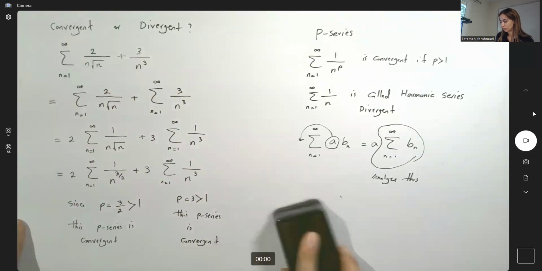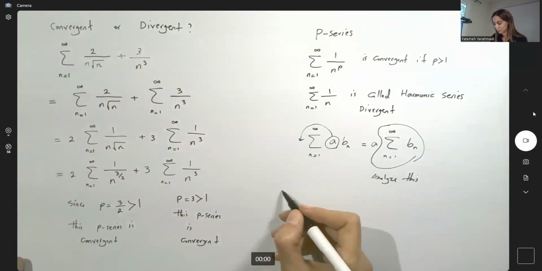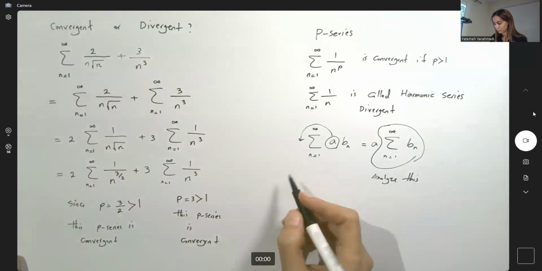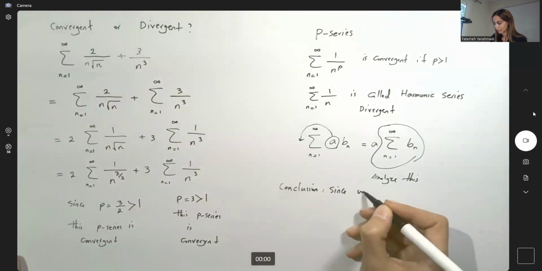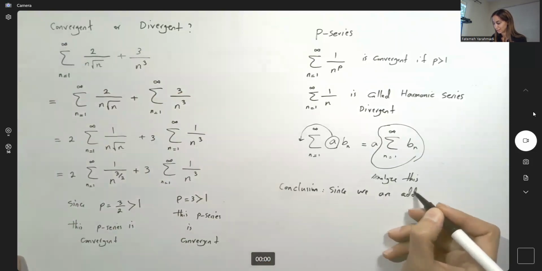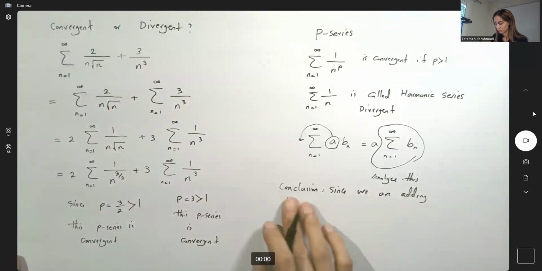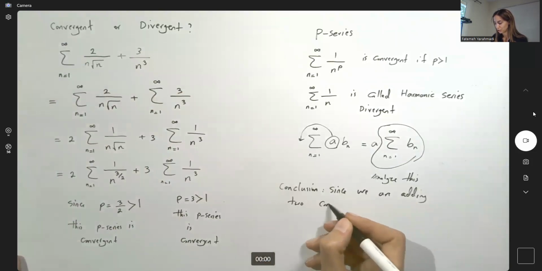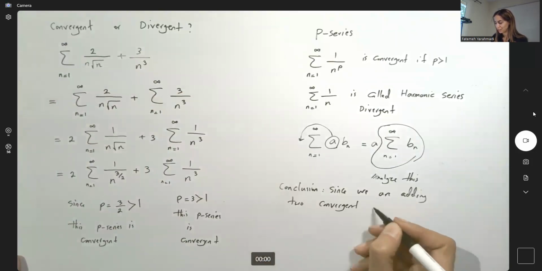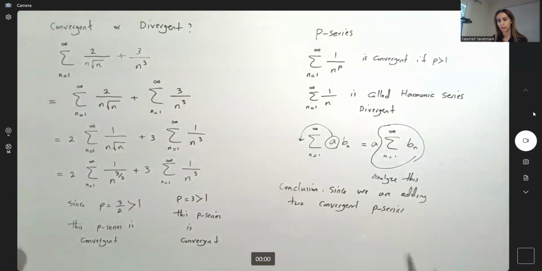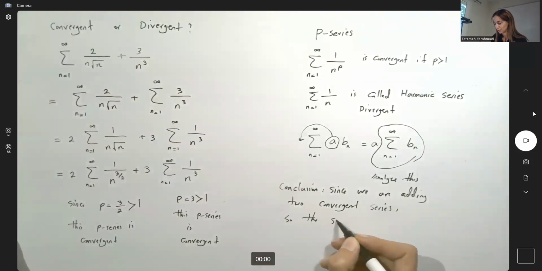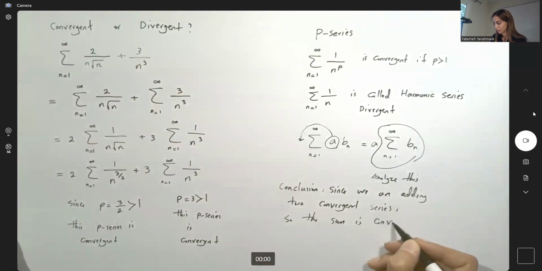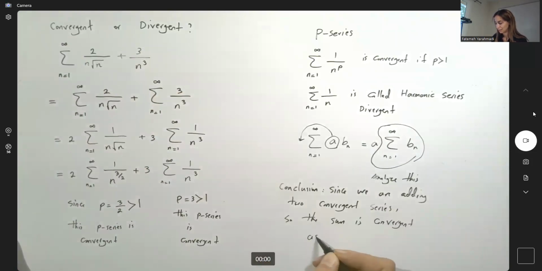So let me erase this part of the board, and the conclusion is since we are adding two convergent p series, or in general, convergent series doesn't have to be exactly p series, the sum is convergent as well.